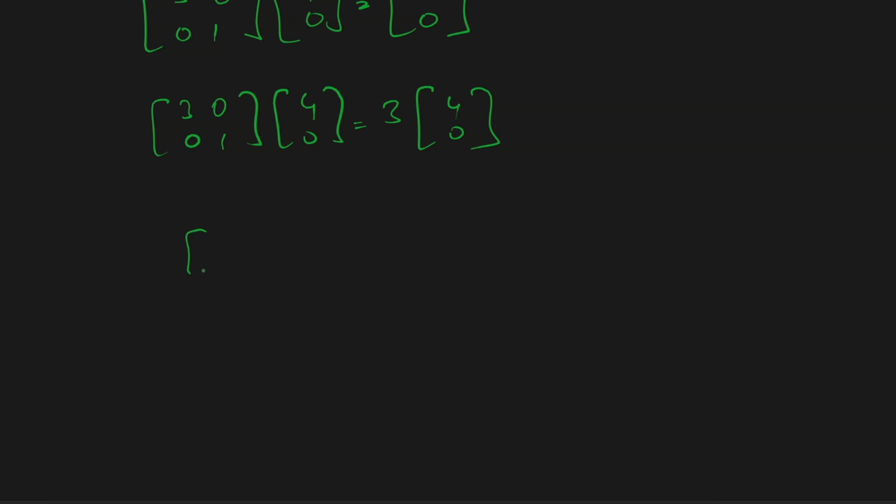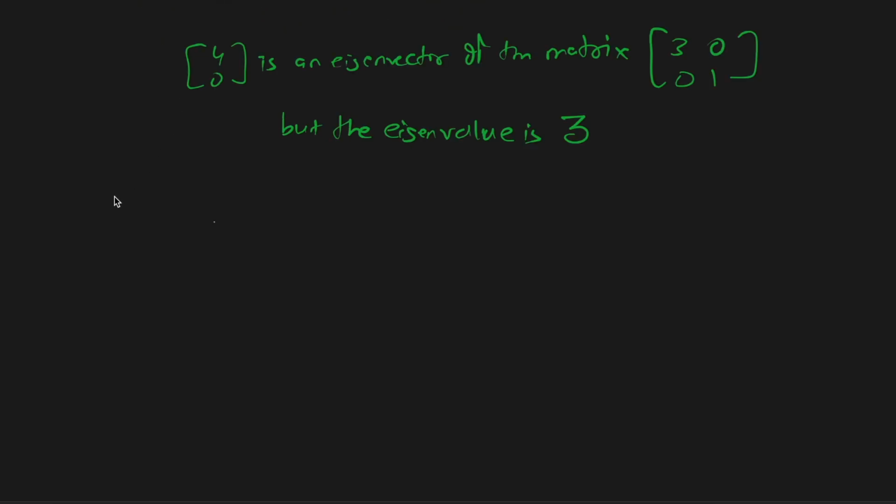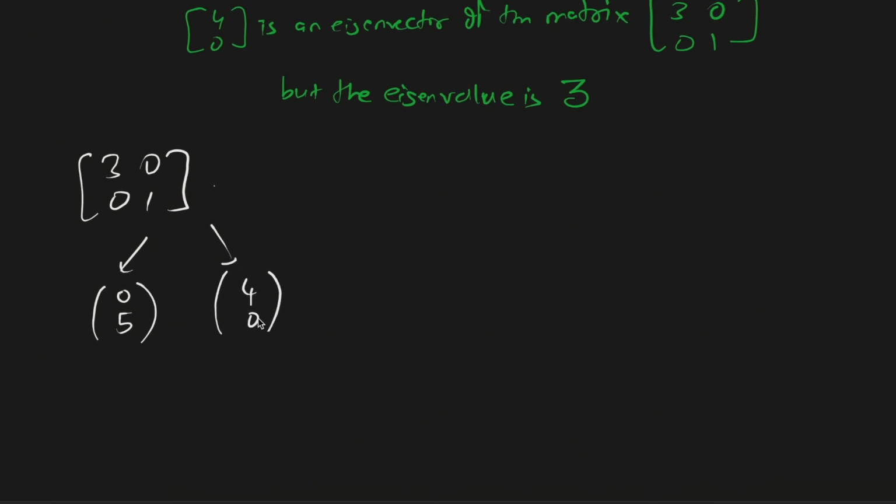So in this case, 4, 0 is an eigenvector of the matrix 3, 0, 0, 1, but the eigenvalue or the scale factor is 3. The eigenvalue is 3, which is this number here. So for 3, 0, 0, 1, or basically the matrix for horizontal stretch by scale factor 3, there are 2 sets of eigenvectors. One set is the vertical eigenvectors, as in the example we took 0, 5, and one was 4, 0.